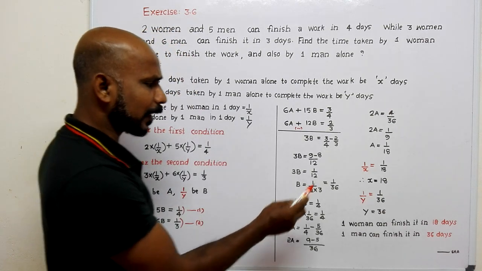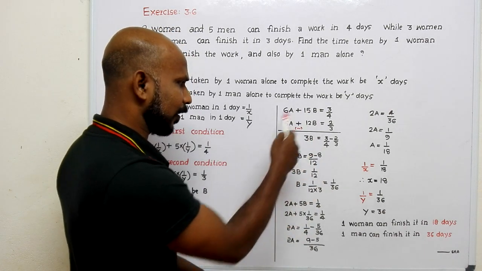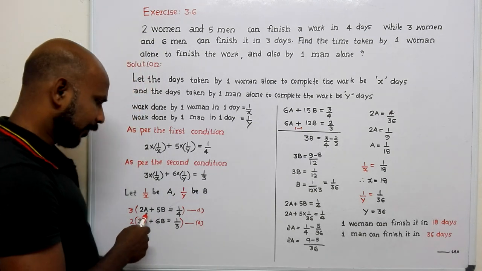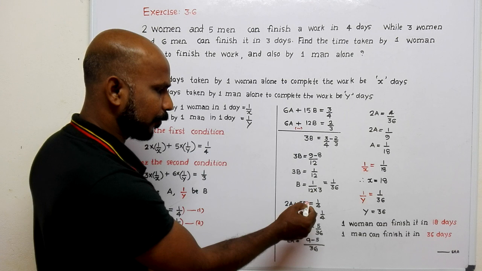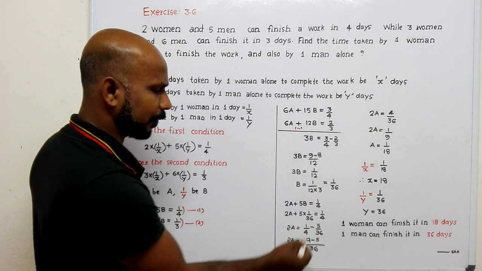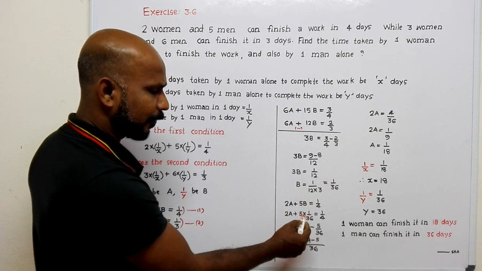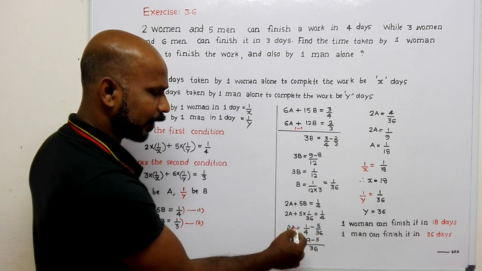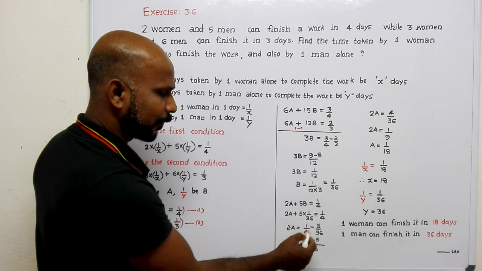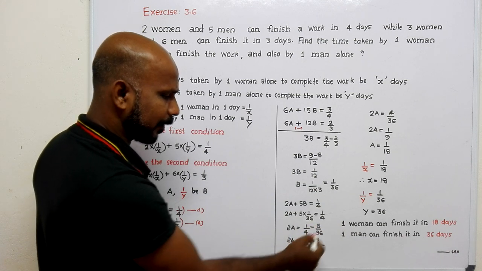Now we are going to substitute the value of b in any one of the equations. So here I substitute in the first equation. So 2 into a plus 5 into b, with b equal to 1 by 36, equal to 1 by 4. That is 2a plus 5 into 1 by 36, that is 5 by 36. Okay. 2a equal to, then we will take this to the right side, 1 by 4 minus 5 by 36.